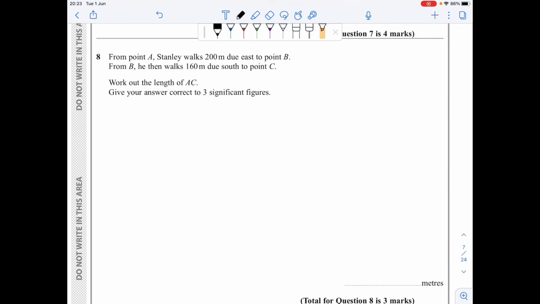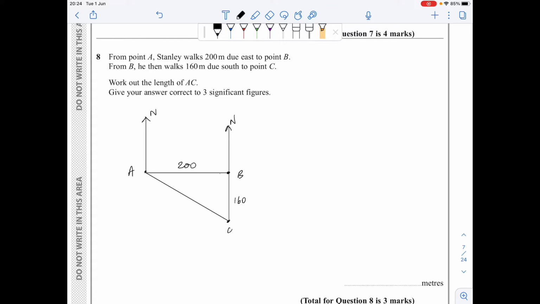For question 8, I will first sketch a rough diagram. I will start from point A and draw north. Then I move 200 meters due east to point B, and then 160 meters due south to point C. And I need to work out the length of AC.